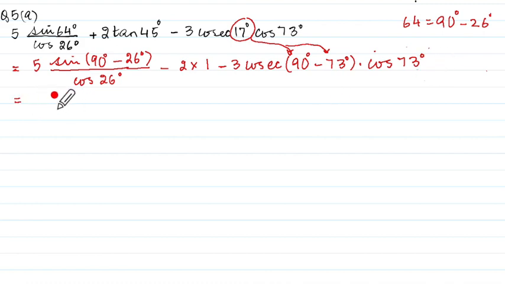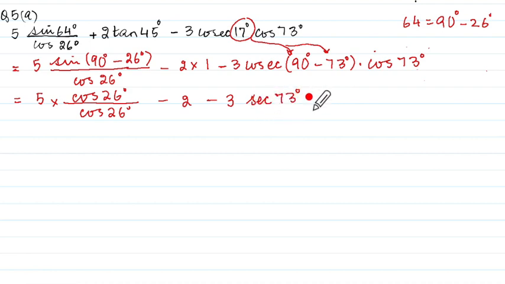Now we know that 5 will stay as it is, and sine 90 minus theta becomes cos theta, and this upon cos 26 as it is. Minus 2 into 1 is 2, and here minus 3 as it is. Cosec 90 minus 73 becomes sec 73 degrees into cos 73 degrees. Now remember earlier I had written the 2 reasons over here, sine 90 minus theta and cosec 90 minus theta. So you can write them here in the reason column.